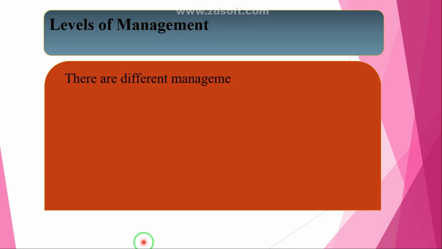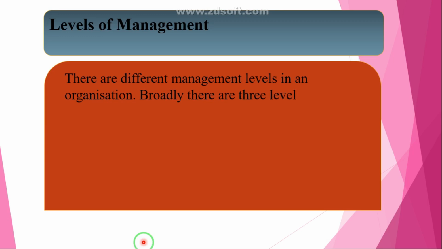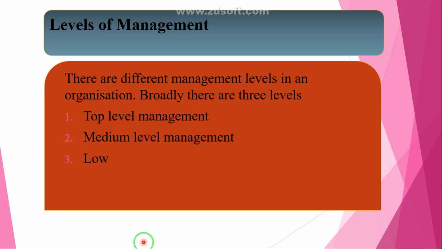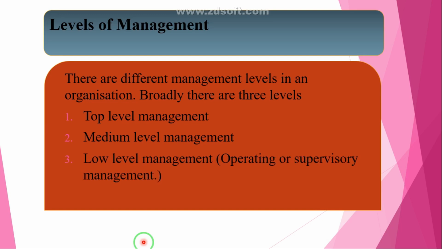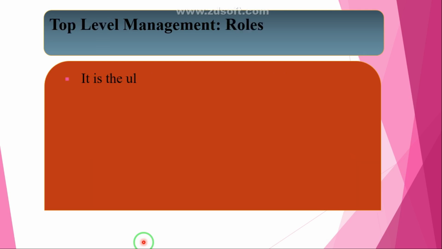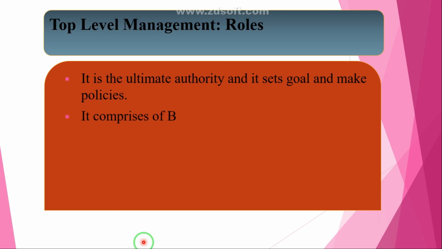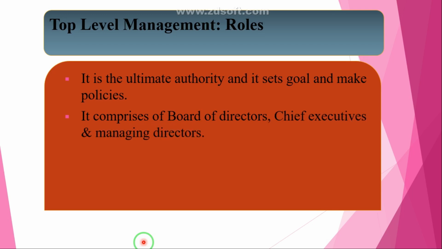Well, there are different management levels in an organization, and broadly there are three levels: top level management, middle level management, and low level management, which is also called operating or supervisory management. Now, what are the roles of top level management? It is the ultimate authority and it sets goals and makes policies. It comprises the board of directors, chief executives and managing directors.